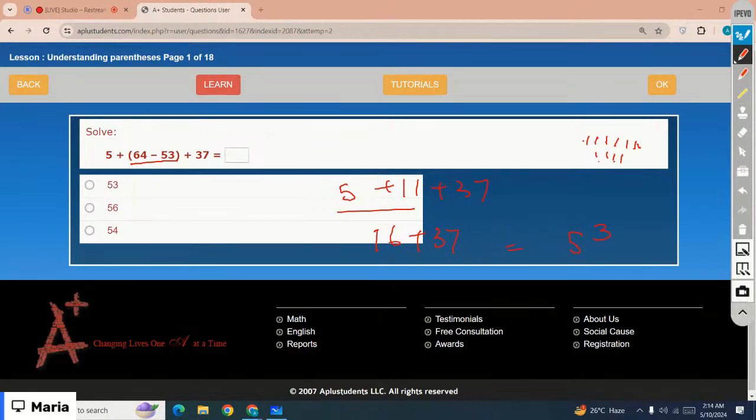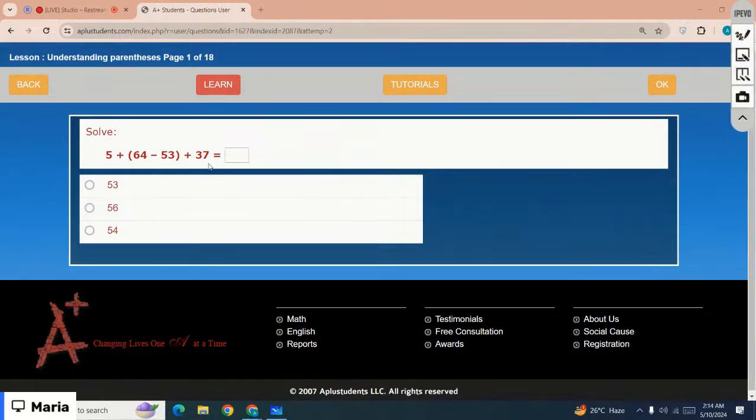So the correct option is 53, right? Okay, let's just move on to the next example.